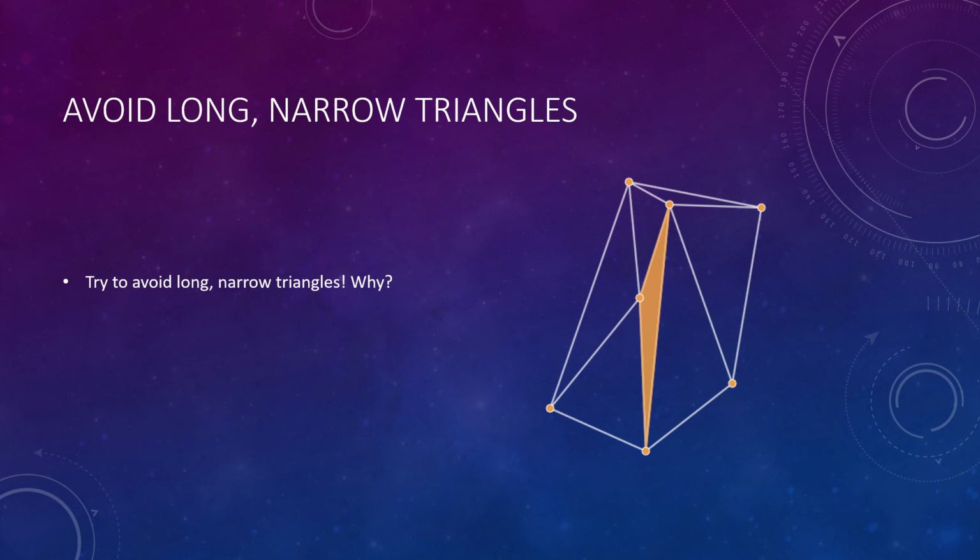Moving forward to the next point, we should try to avoid long, narrow triangles, such as the one highlighted in the picture. Why? First, aesthetical reasons, but that's not really a scientific argument, is it? There are also computational errors which might occur if the angles are small. So we should try to avoid these. And how do we do that?